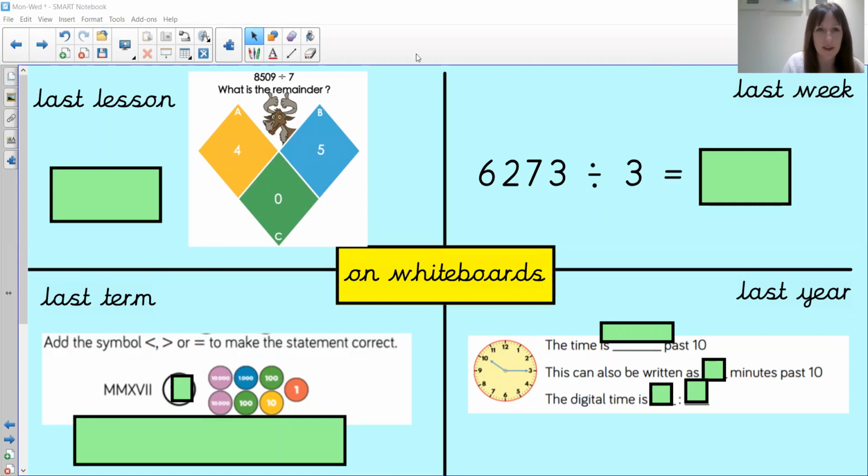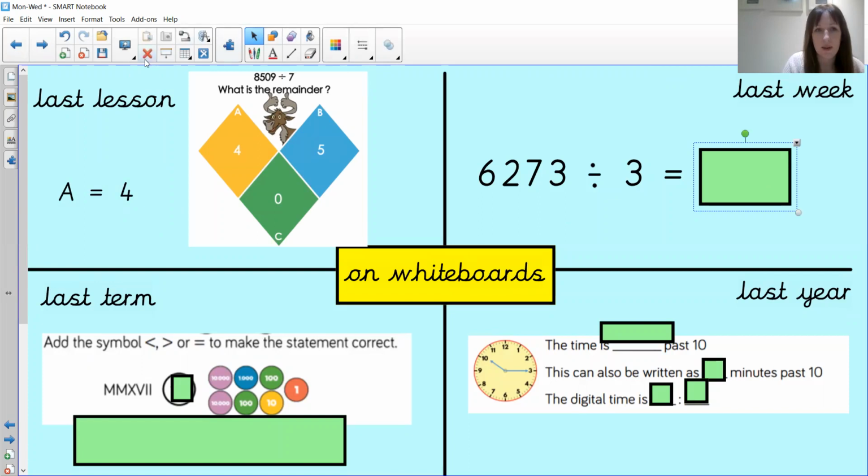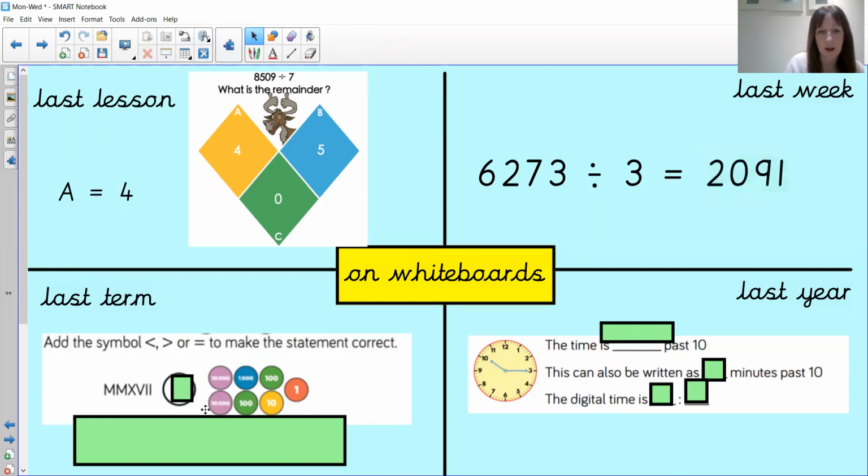Okay, let's go through the answers then. So last lesson, what was the remainder? The remainder was 4. Last week, 6,273 divided by 3 equals 2,091.